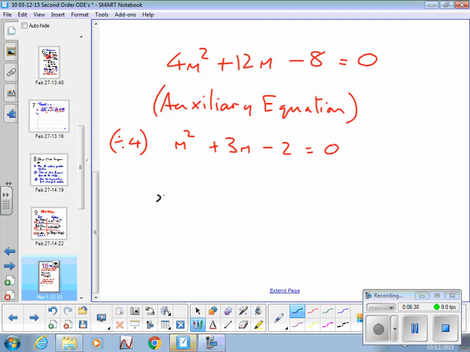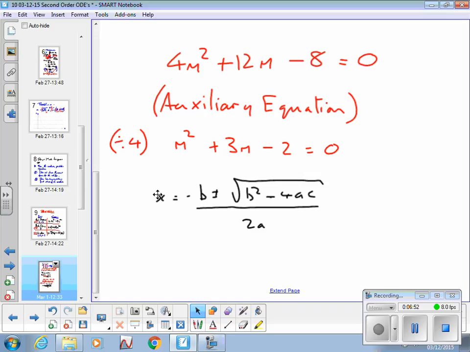x equals minus b plus or minus the square root of b squared minus 4ac, all over 2a. Is it on your formula sheet, the quadratic formula? Yes, so you don't even need to remember it, okay? But you do need to be able to use it.